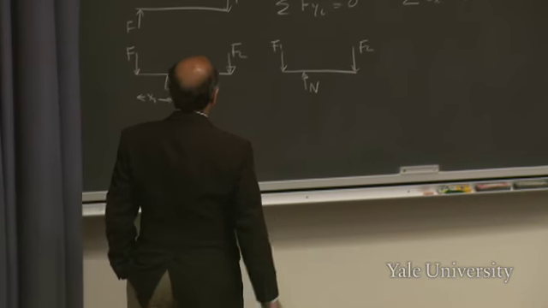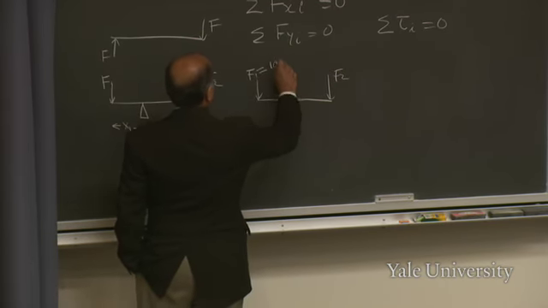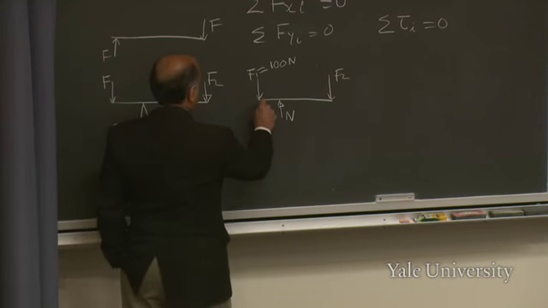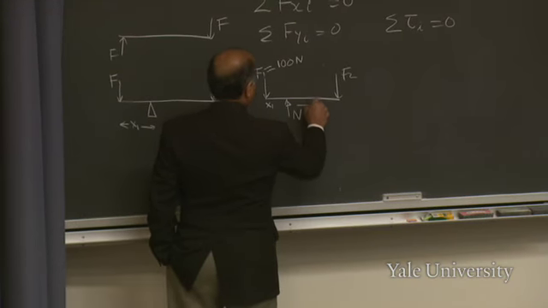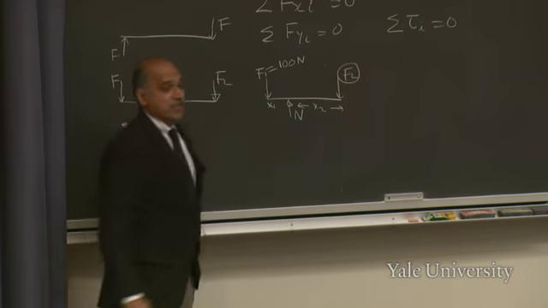So let's see. So here's what I want you to understand. F1 is known. Let's give it some name, 100 newtons. This distance x1 is also known. That distance x2 is also known. I'm trying to find out what force F2 is needed.